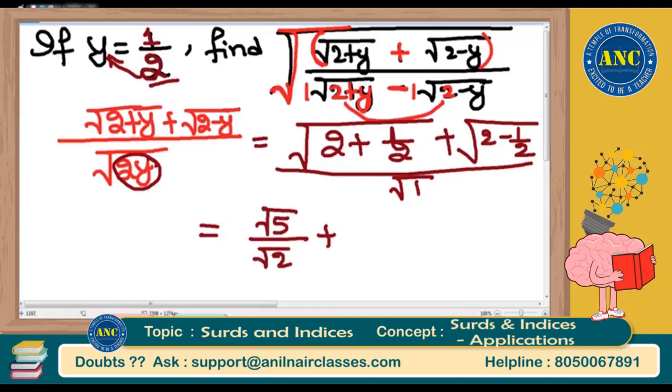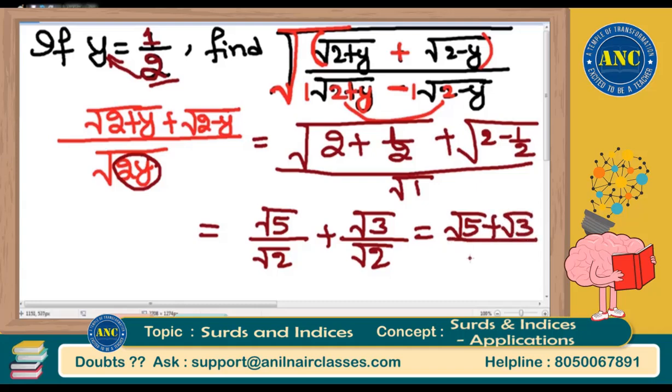And root of 2 minus 1 by 2 is root 3 by 2, root 3 by root 2. My final answer is root 5 plus root 3 divided by root 2, which cannot be simplified further. Very easily you can solve the questions if you are using this method, sir.